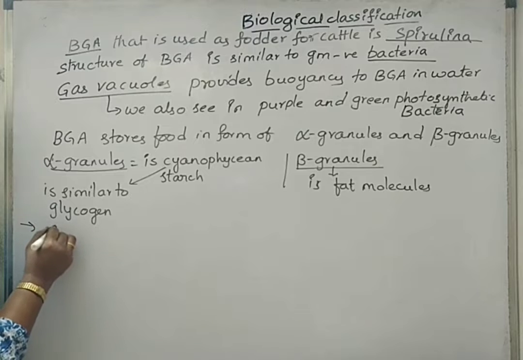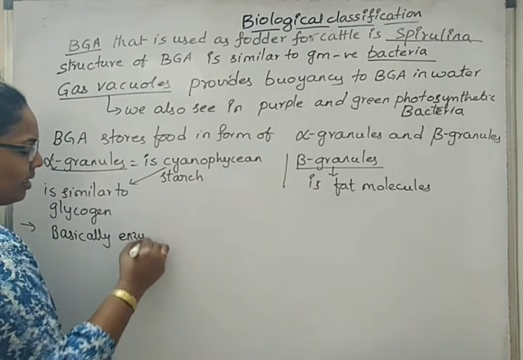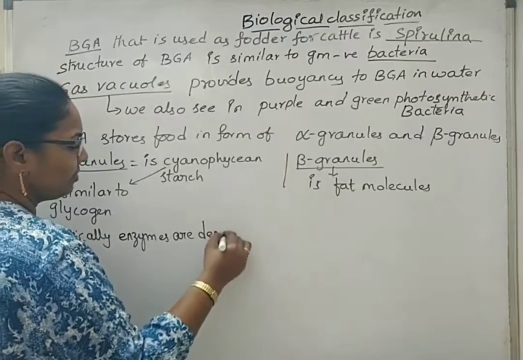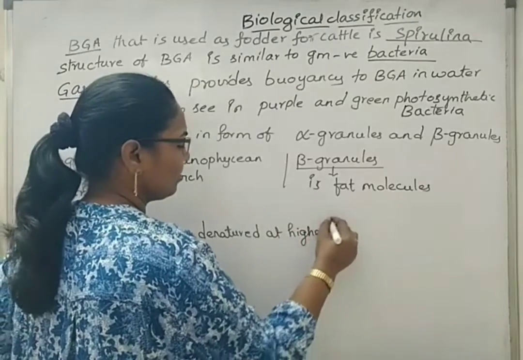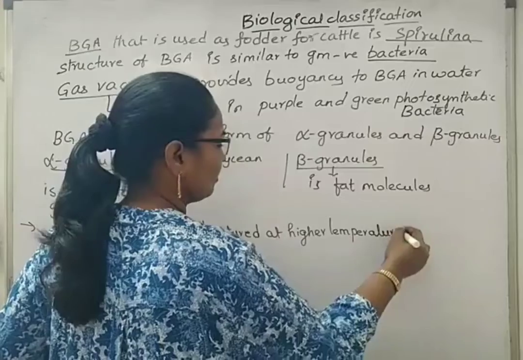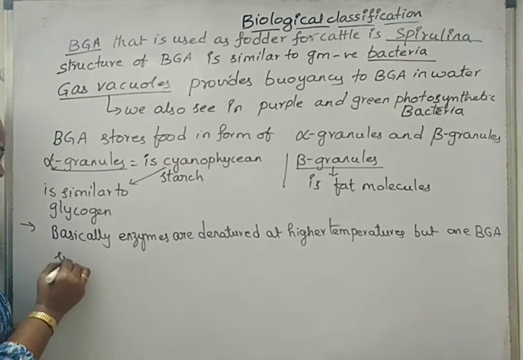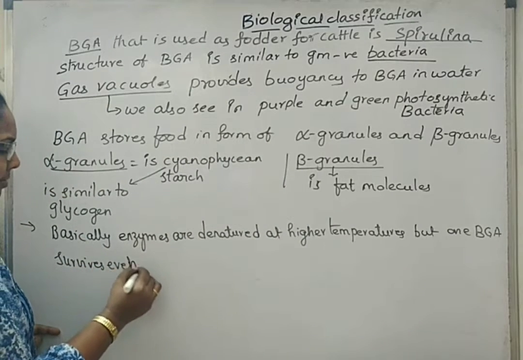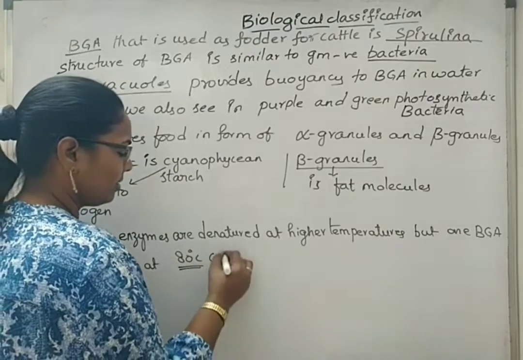Next, we know one point that enzymes are denatured at higher temperature, but there are some types of blue-green algae which can even survive at 80 degrees centigrade. That example is Oscillatoria. Basically, enzymes are denatured, meaning they break into pieces, at higher temperatures. But one blue-green algae survives even at 80 degrees centigrade.